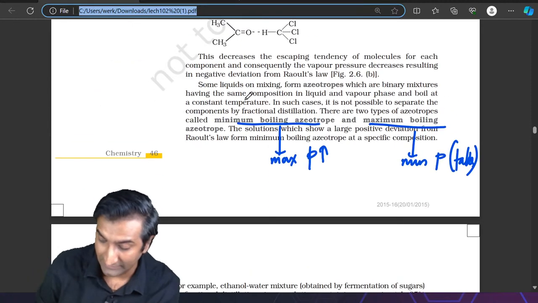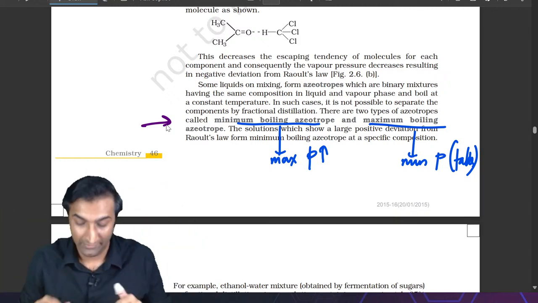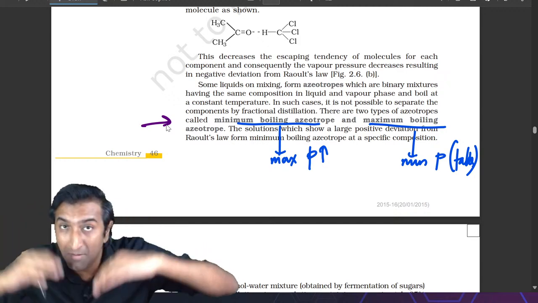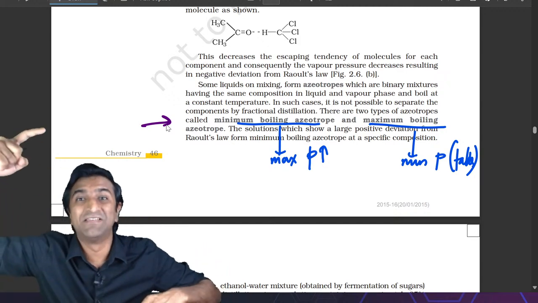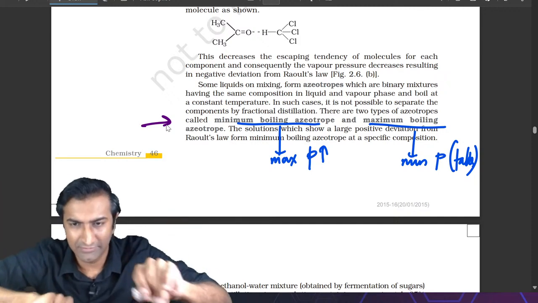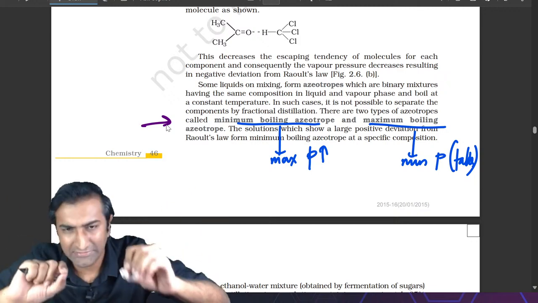Agar extreme cases hain of this whole, you know, pressure ka zyada hona ya kam hona, then you get maximum and minimum boiling point azeotropes. Minimum boiling matlab maximum pressure. Okay, I hope, is this idea clear, guys? Please just leave a few comments. It's okay. I know it sounds like I'm going on a monologue, but I want some inputs on this.